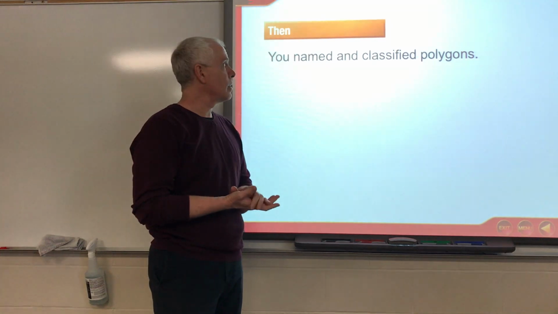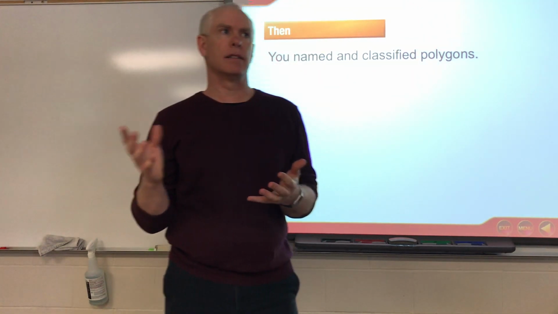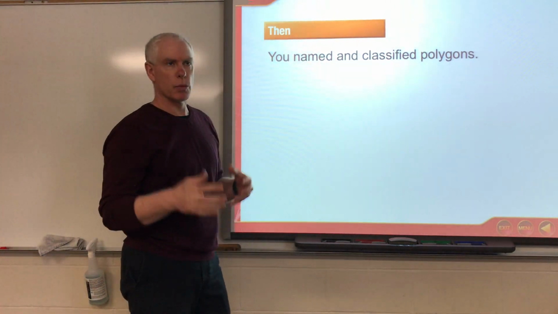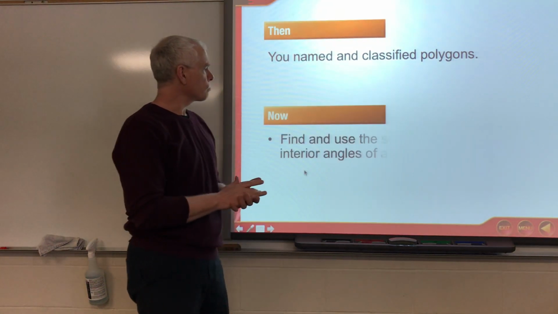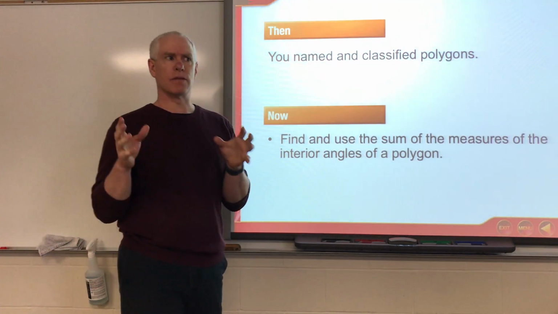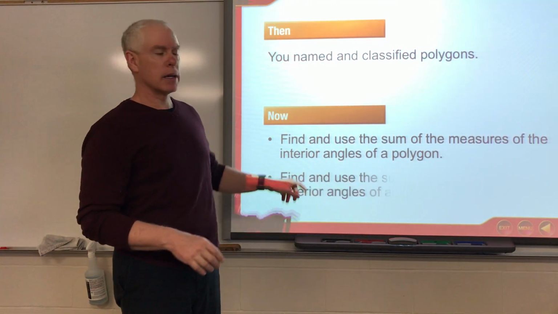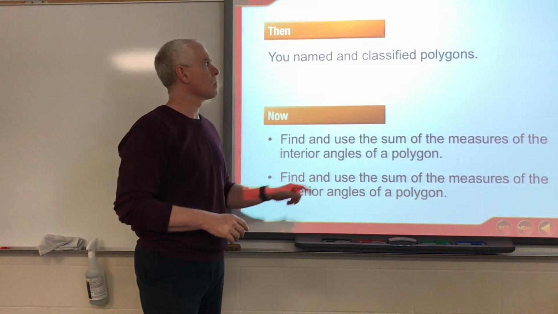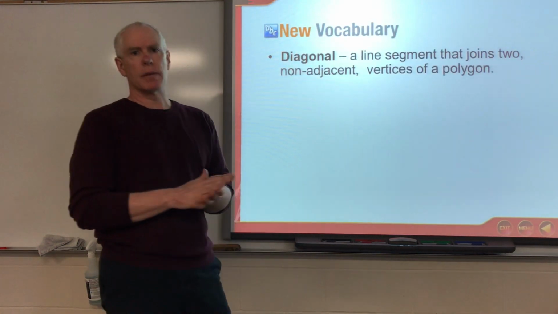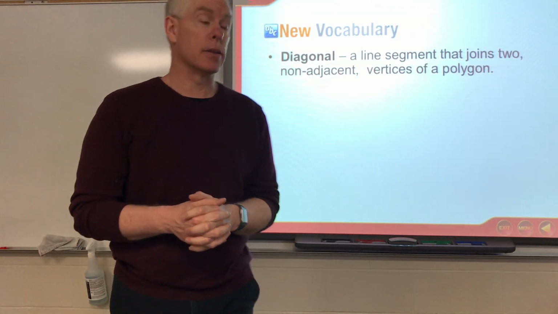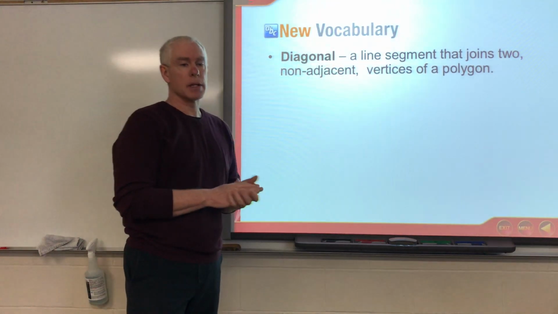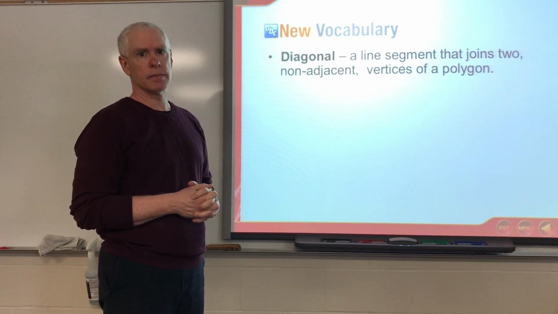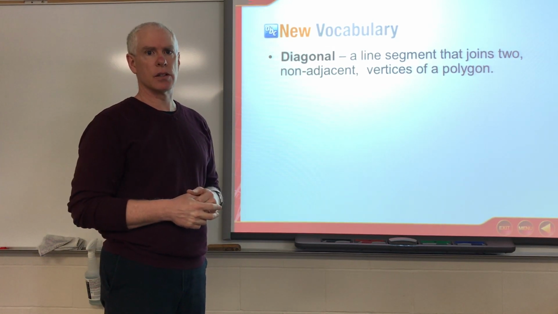So in the past, you named and classified polygons. So you looked at triangles, quadrilaterals, pentagons, hexagons, etc., all the ones that we had names for. Now we're going to look at the sum of the measures of the interior angles of a polygon and the sum of the measures of the exterior angles of a polygon. One piece of vocabulary that you guys need to be aware of is diagonal. A diagonal is a line segment that joins two non-adjacent vertices of a polygon. And I'll give you an example of that here in just a little bit.